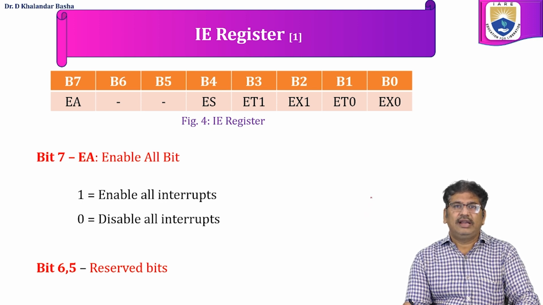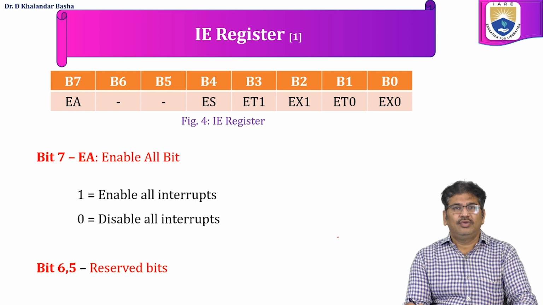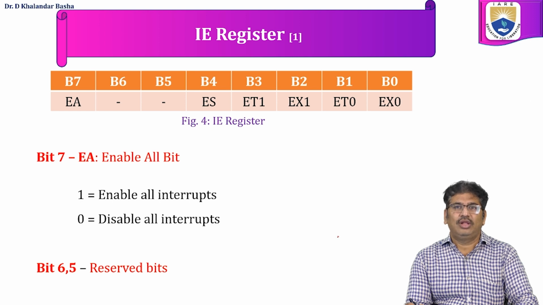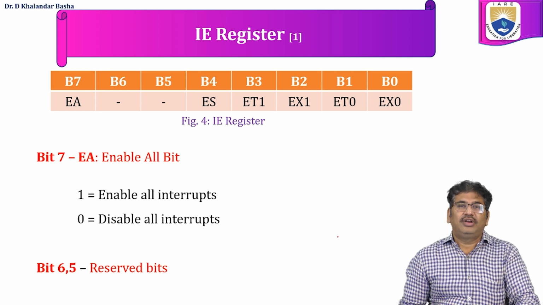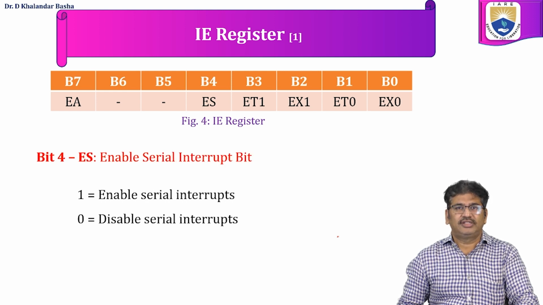To handle any interrupts, one interrupt or all the 5 interrupts, we have to configure the EA bit equal to 1. When the EA bit is equal to 1, it will enable all the interrupts. If the EA bit is equal to 0, it will disable all the interrupts. Bit 6 and bit 5 do not have any significance, they are reserved bits.